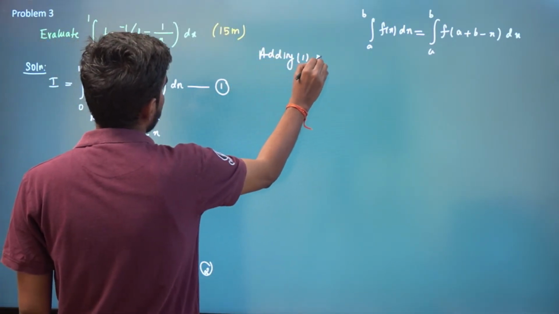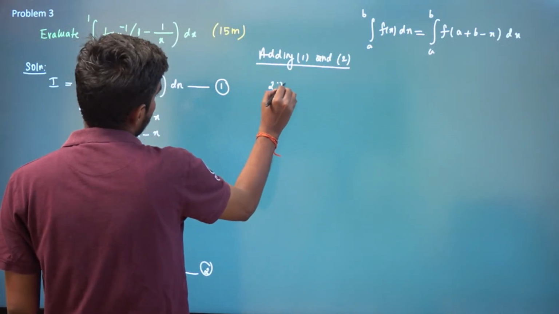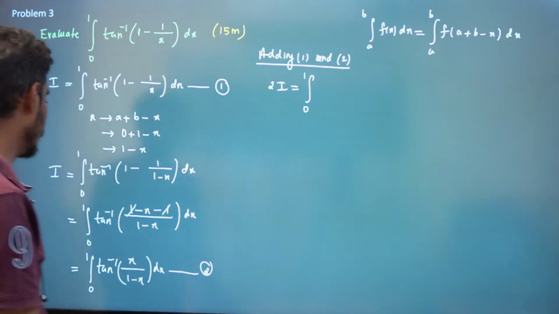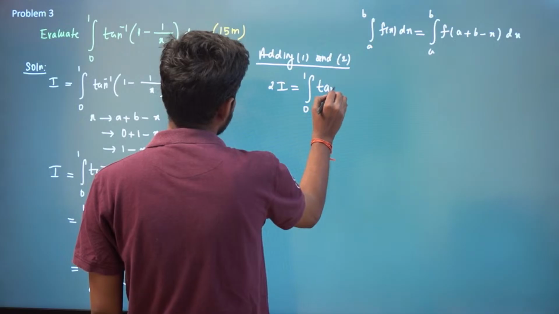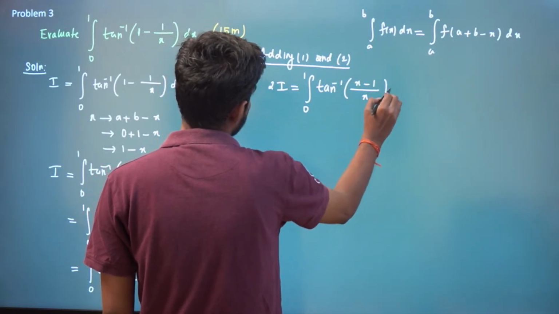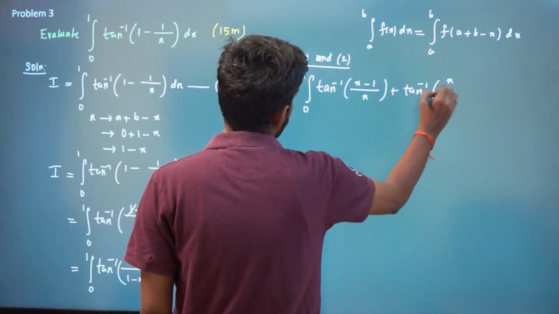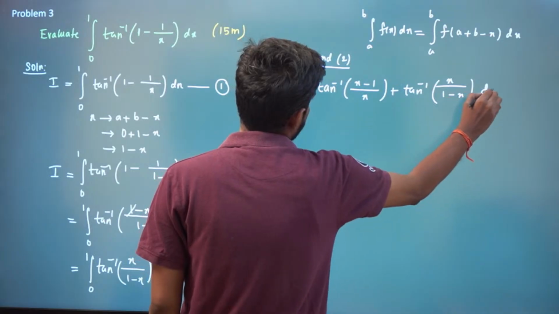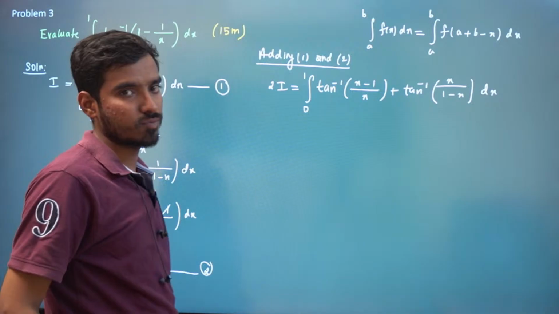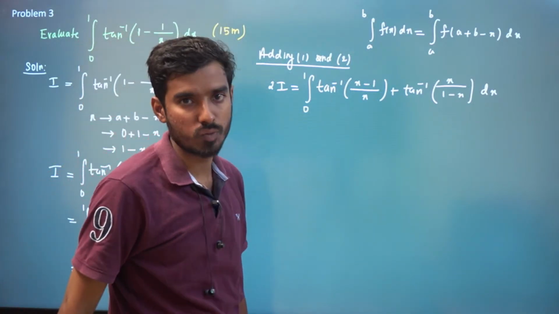So adding 1 and 2, we have 2I is equal to integration of 0 to 1 tan inverse of (x minus 1) by x plus tan inverse of x by 1 minus x dx. See, tan inverse of x plus tan inverse of y is tan inverse of (x plus y) by (1 minus xy), provided the value of x into y is less than 1.